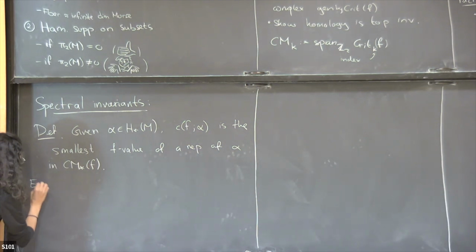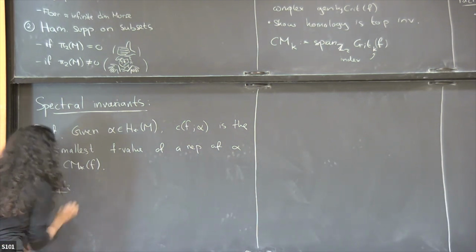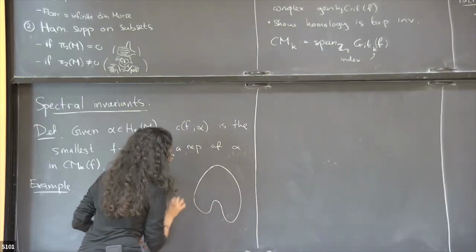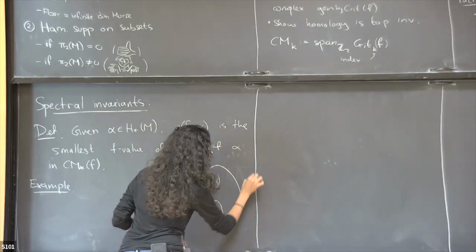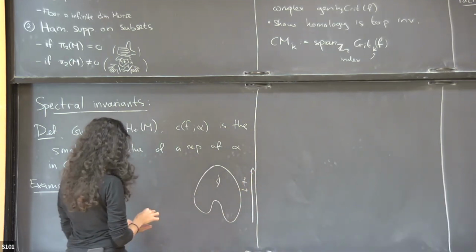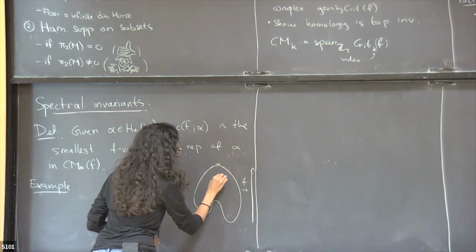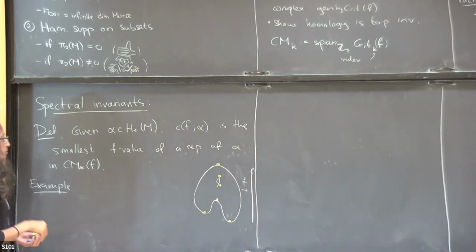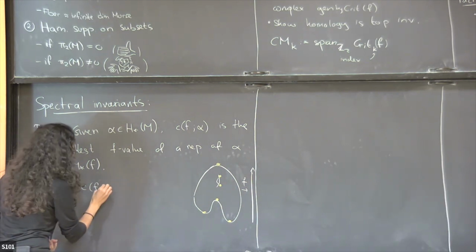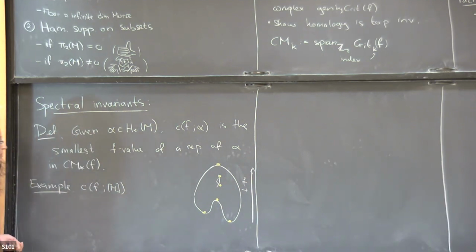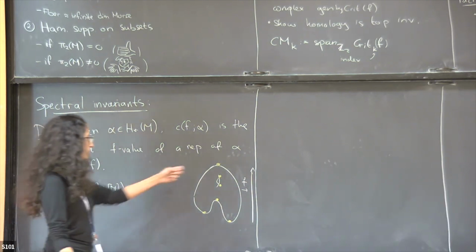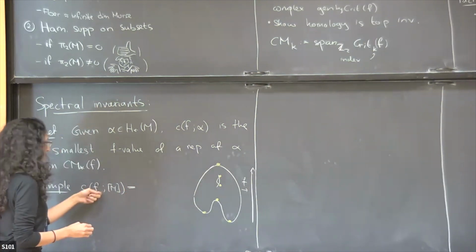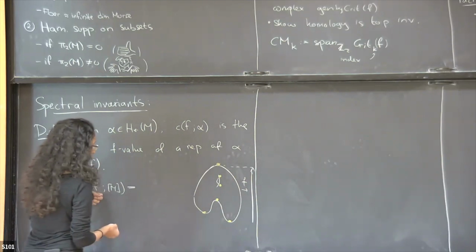Okay, so let's go back to our example, and maybe make this sphere into a torus so that we have a few more homology classes. So this is my function f, and now we have even more saddle points. These are the critical points. Let's see what the spectral invariant of f is with respect to the fundamental class. The fundamental class lies in degree 2. We have only one critical point in this degree, so it must be uniquely represented by this one. And so the smallest value of f in which we see the fundamental class is the maximal value.